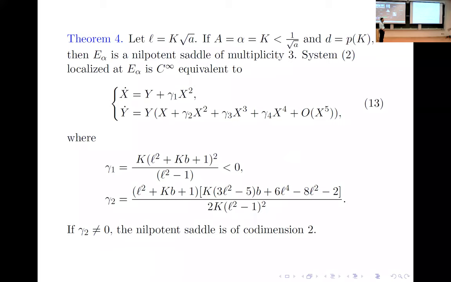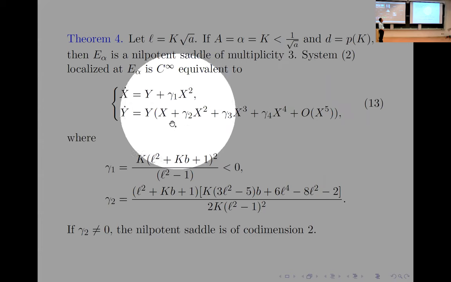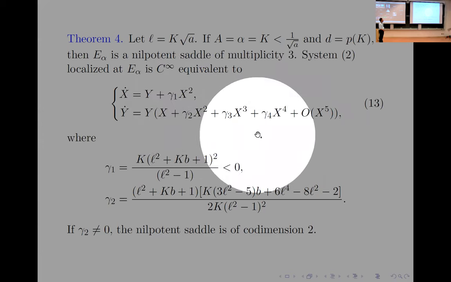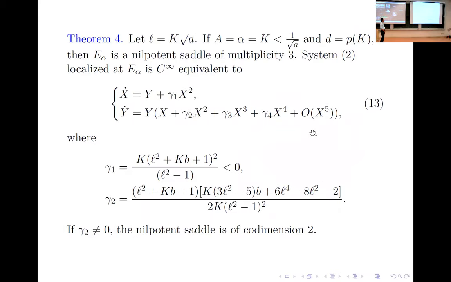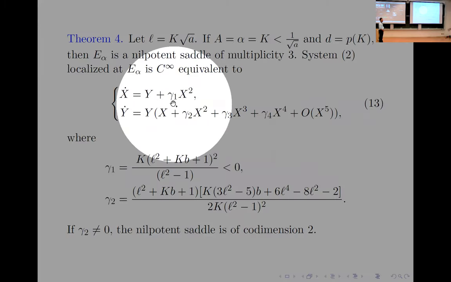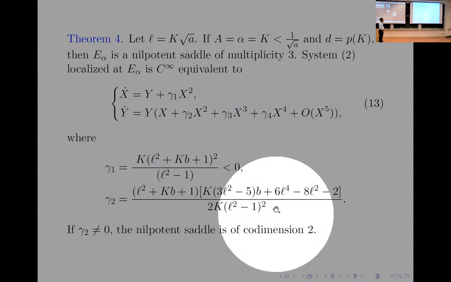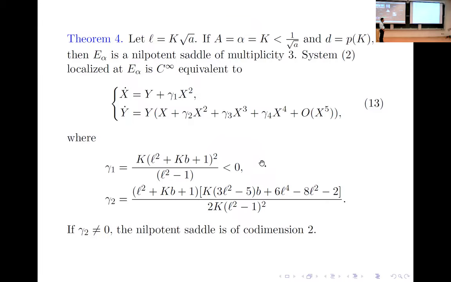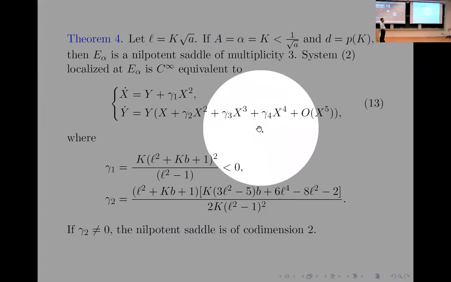But how about the order or the codimension of this nilpotent saddle? It depends on the coefficients on the second line, gamma 2, gamma 4, and so on. So we just calculate gamma 2. Gamma 2 is given here, and it could be 0. If gamma 2 is not 0, the codimension of the nilpotent saddle is 2. If gamma 2 is 0, we go ahead to calculate gamma 3 and gamma 4.